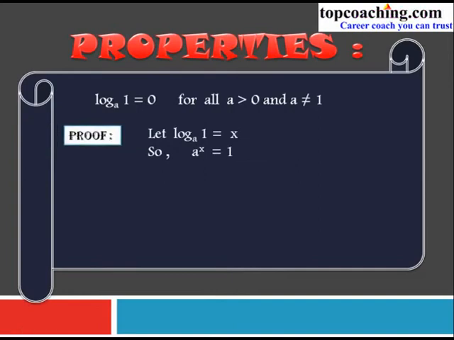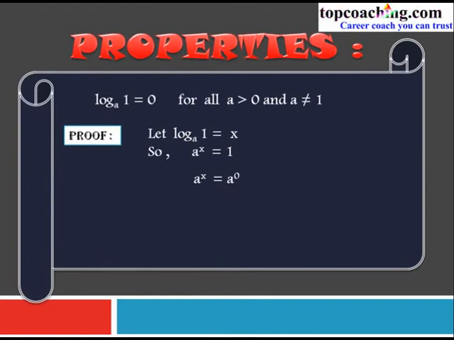Let us say that log of 1 to the base a is equal to x. Now in the exponential form this would be equal to a to the power of x equal to 1. So we have a to the power of x equal to 1. Now 1 could be written as a to the power of 0. We know that a to the power of 0 is always equal to 1.